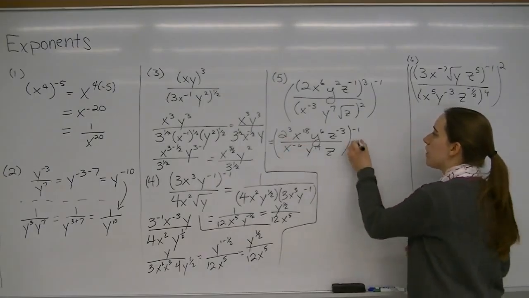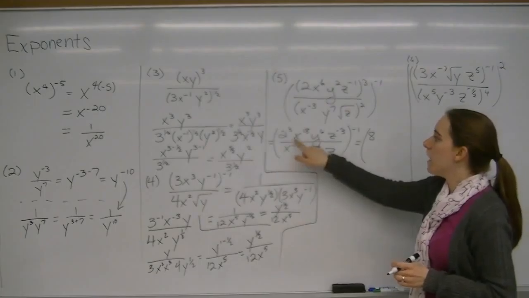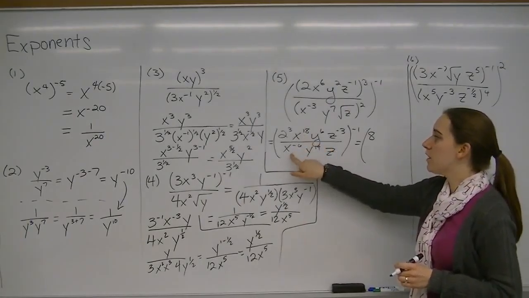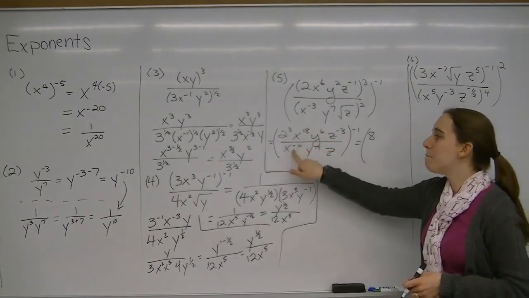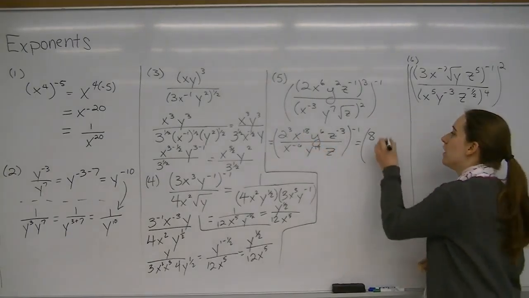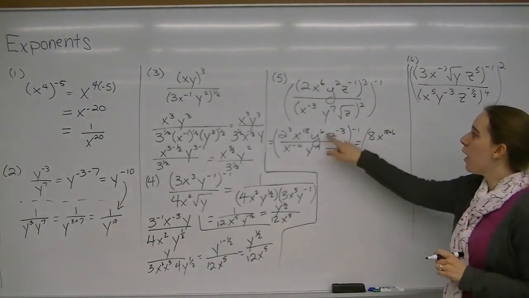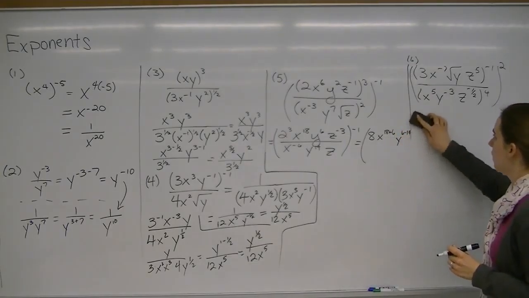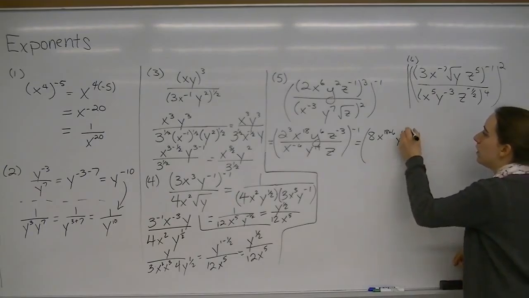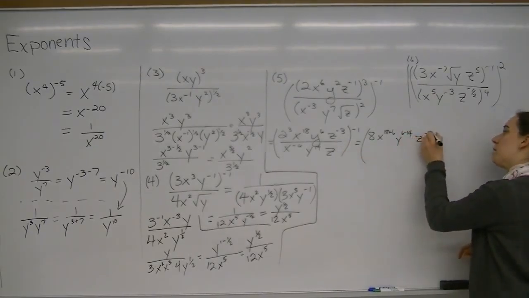I just have a 2 to the 3rd, that's just going to be an 8. That's going to stay on the top. I have an x to the 18 over x to the negative 6. So that's x to the 18 minus negative 6, so I get x to the 18 plus 6. I have y to the 6th minus y to the 14th. And then I have z to the negative 3rd minus 1.